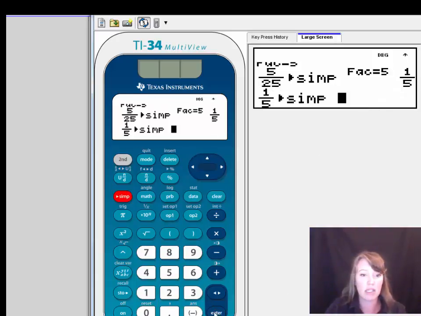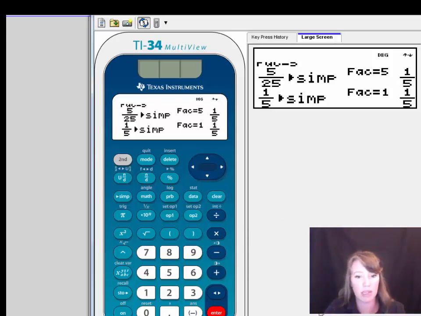If I asked it to simplify again, it would just give me the same fraction. Weirdly enough, it doesn't give me the domain error that I had last time, but this is one way to simplify something that can be simplified. Otherwise, you have to just look at the error message and understand that that's what that means. All right, that's the end of the lesson for today.